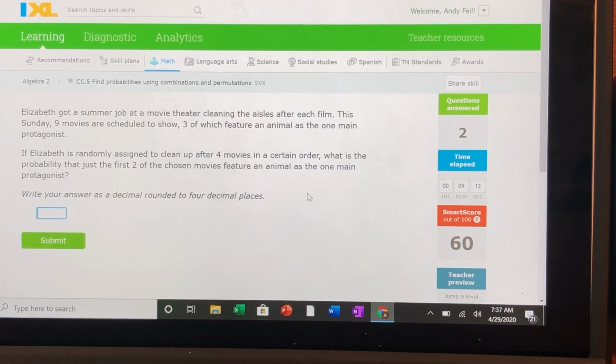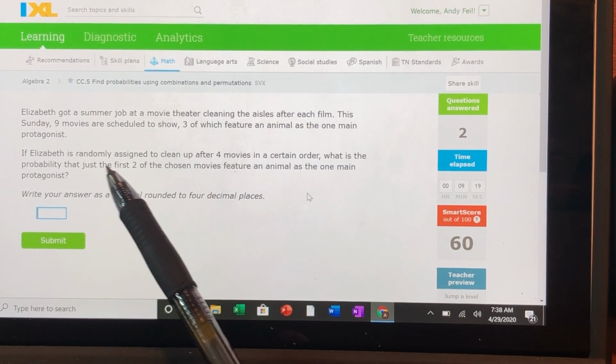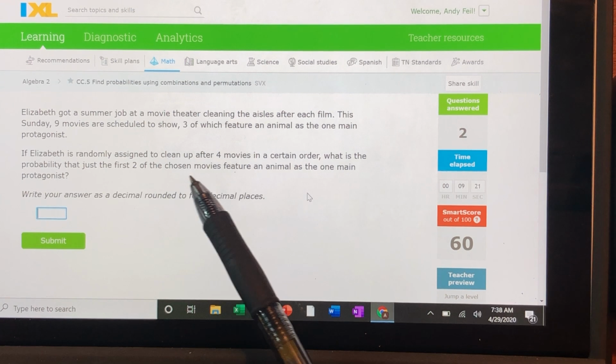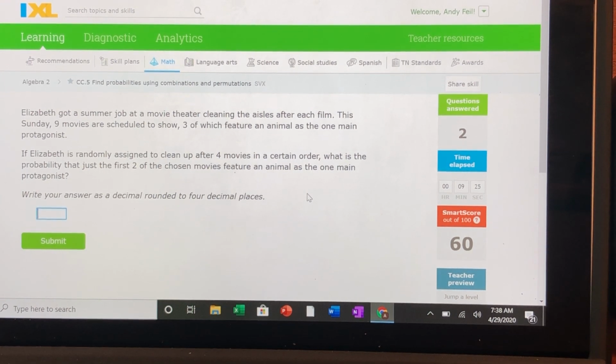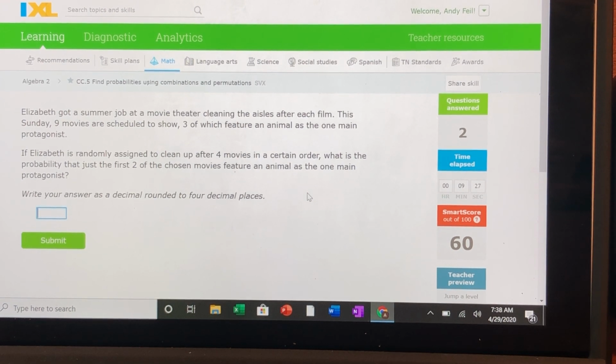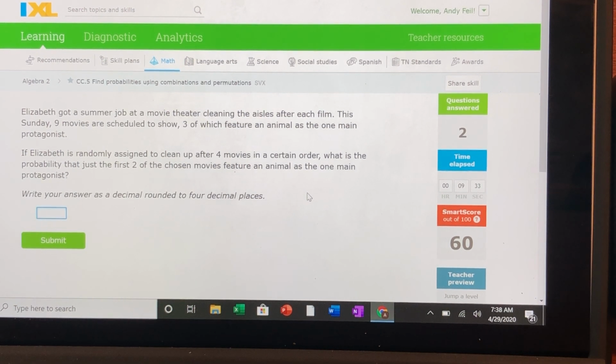Well, you can see there's something different about this problem already. It's talking about in a certain order. And it says the first 2 of the chosen movies. So in this problem, does order matter? It would appear so. Yes, it does matter. And so instead of using combinations, on this one, I think we're going to have to use permutations. Okay? So the idea is still the same. It's just we're going to be using permutations instead of combinations.